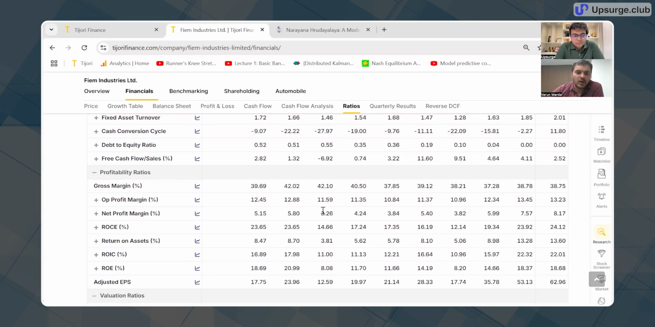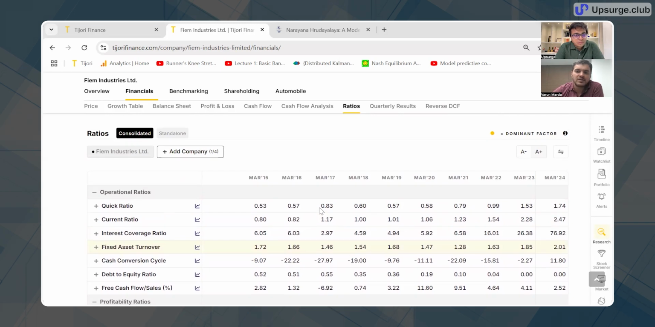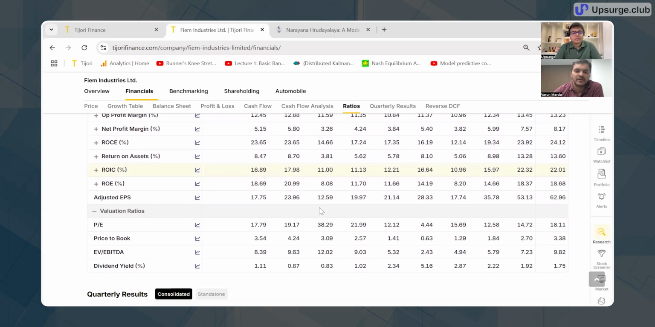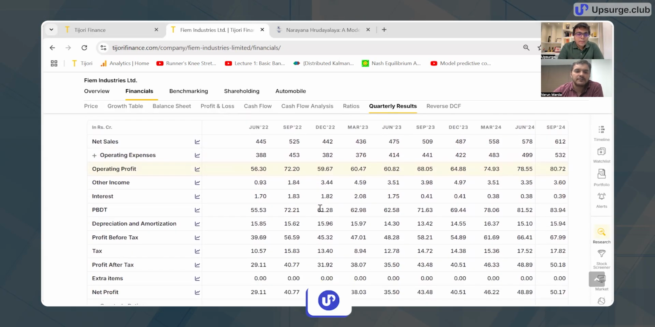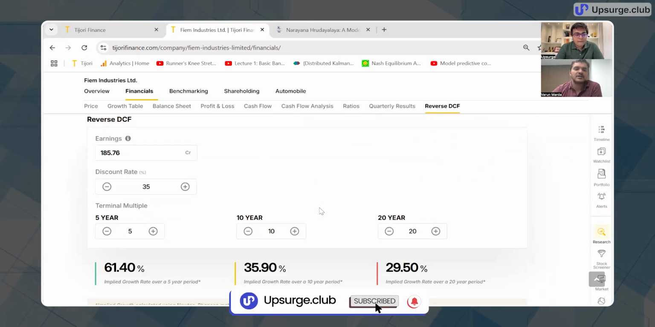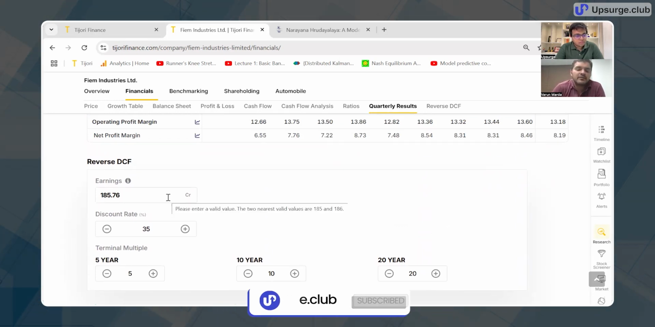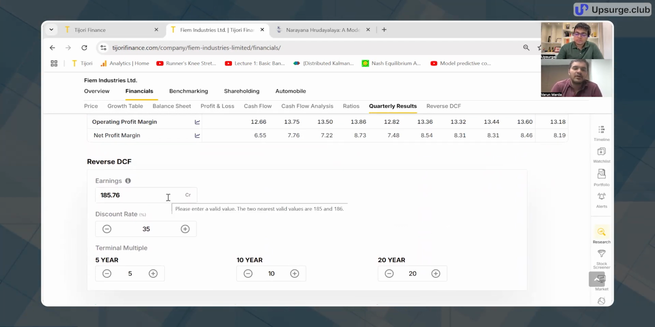I'd like to show you one more thing. I'm skipping past all these because they're there on most platforms, like the ratios and stuff like that. That is there everywhere. I want to show you this reverse DCF. I'm sure many people have heard of a DCF calculator. What we've put here is a reverse DCF calculator.